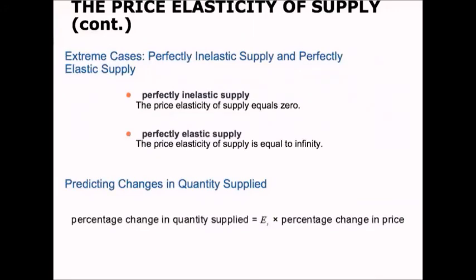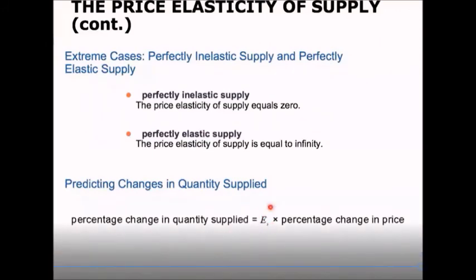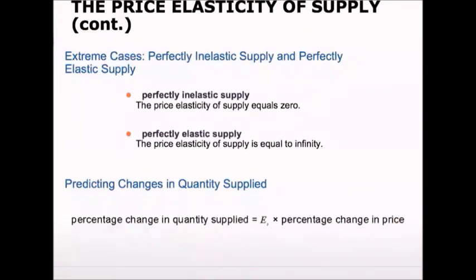Now, just like we did for demand, we can use the price elasticity of supply to predict changes in the quantity supplied. Suppose we want to know the percentage change in quantity supplied. All we need to know is what the price elasticity of supply is and the percentage change in the price. If we multiply those two together, we'll get the percentage change in the quantity supplied.